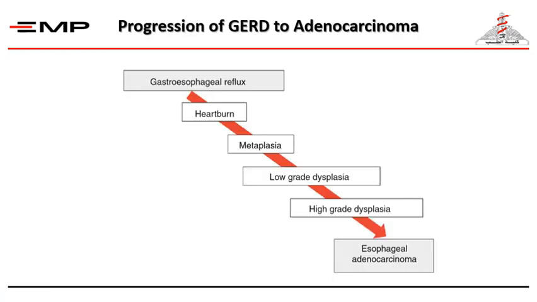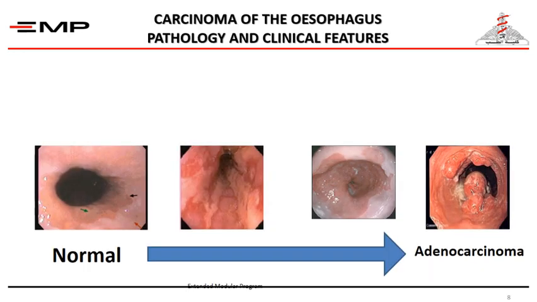This slide shows us the progression of gastroesophageal reflux disease to adenocarcinoma. Starting upward by gastroesophageal reflux, heartburn, long-standing reflux leads to metaplasia, changing of one mucosa to another from squamous to columnar, and then progression to low-grade dysplasia, high-grade dysplasia, and ending with invasive esophageal adenocarcinoma. These are also the sequences of progression of Barrett's esophagus ending by adenocarcinoma.